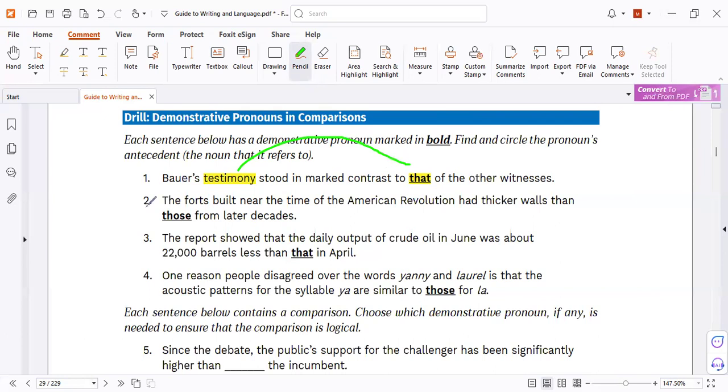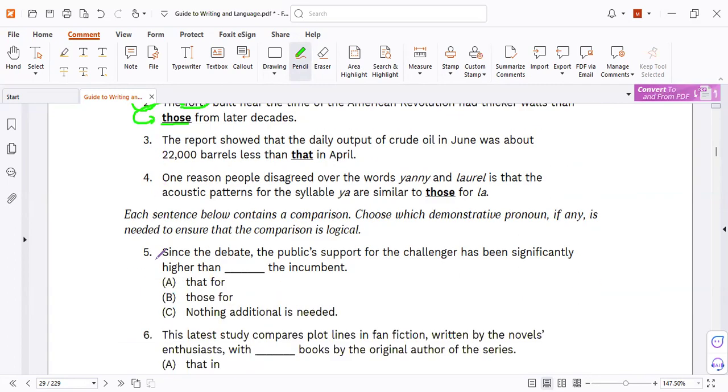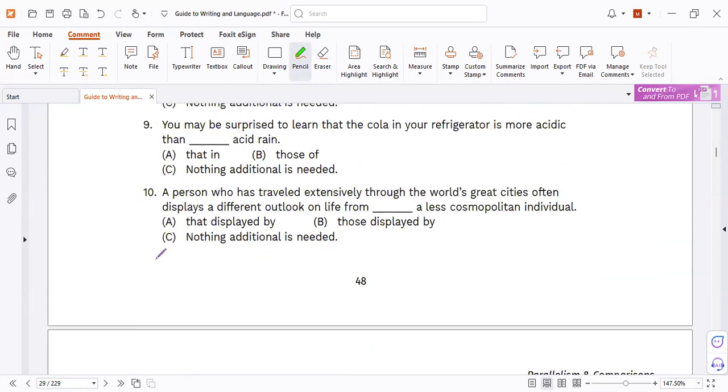Now it's your turn, number two. What does it refer to? Forts built near the time of the American Revolution had thicker walls than those from later decades. Forts. So it refers to forts. So it is forts plural, so those, it's plural, correct. Now the rest for your homework. Okay. Leave it.